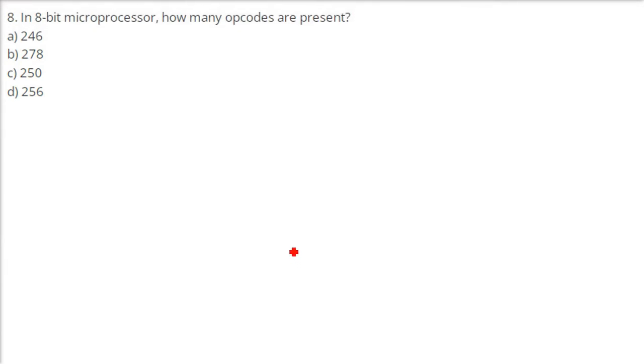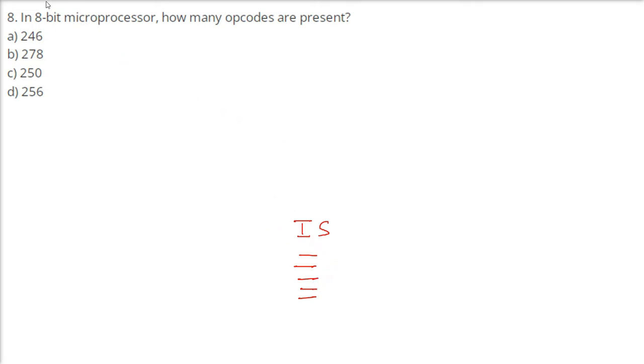In an 8-bit microprocessor, how many opcodes are present? Opcodes come from the instruction, and the instruction comes from the instruction set. Every microprocessor has a certain instruction set. So in an 8-bit microprocessor, how many do we have?